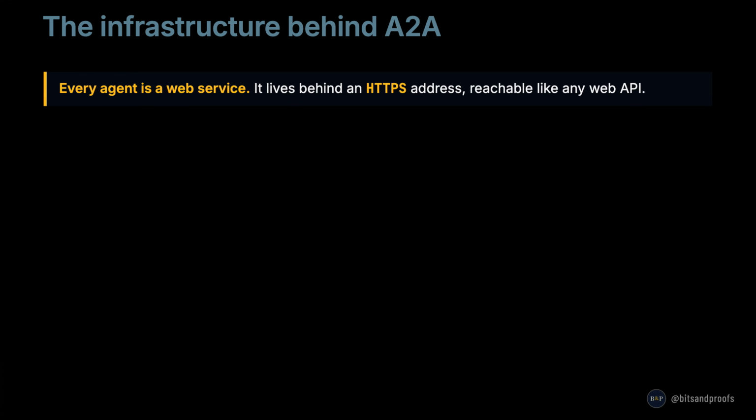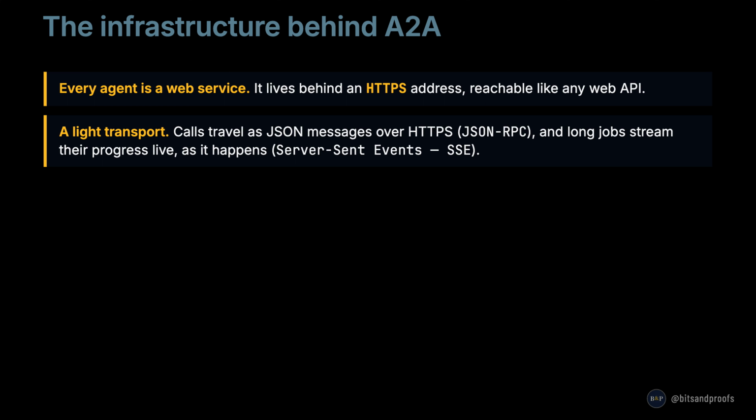Now, the infrastructure behind A2A. First, every agent is simply a web service. It lives behind an HTTPS address, and you reach it like any web API. The transport is light. Calls travel as JSON messages over HTTPS, a format called JSON-RPC. And for long jobs, the agent streams its progress live as it happens using server-sent events.